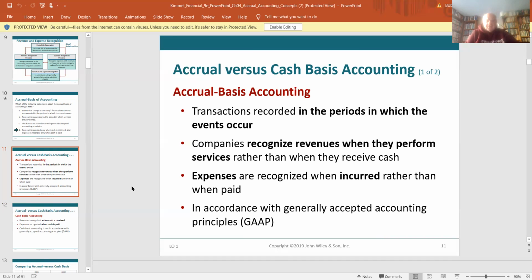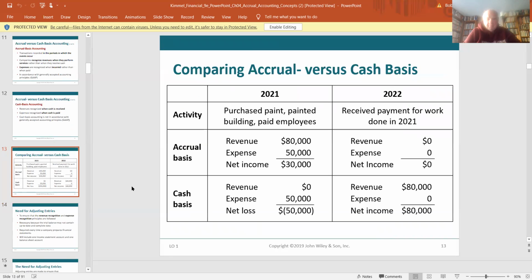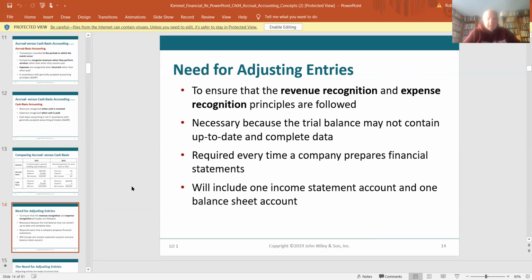Accrual-based accounting. Transactions recorded when they occur. The companies recognize revenues and expenses when incurred according to GAAP. You get the idea, Liba, that expenses and revenues are recorded when they occur, not when money is paid. Cash basis, they recognize everything when the cash is paid, and it's not GAAP. Okay, we're not going to worry about comparing accrual versus cash.